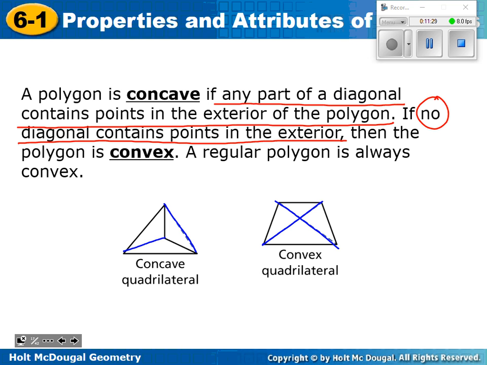The way I think about it is if something is caving in on itself, it's concave. If it's not caving in, it's convex. But your definition you need to know for the vocab test will be, if any part of your diagonal is outside, it's concave. If all diagonals are inside, it's convex. If any part of any diagonal is outside, it's got to be caving in at some point on itself. Does that make sense? Okay.